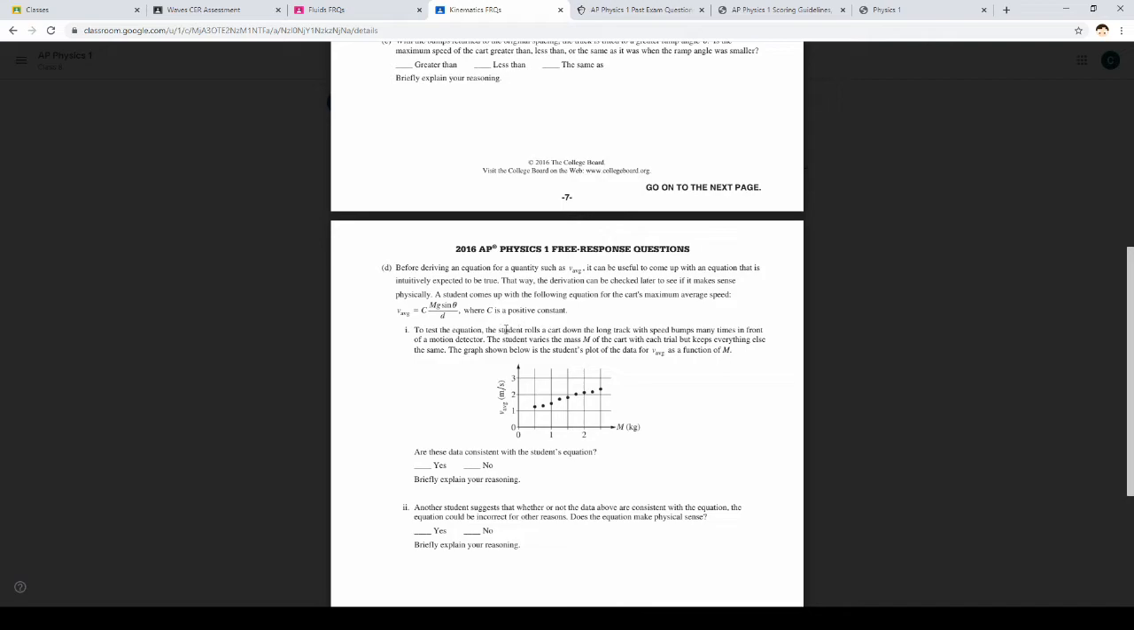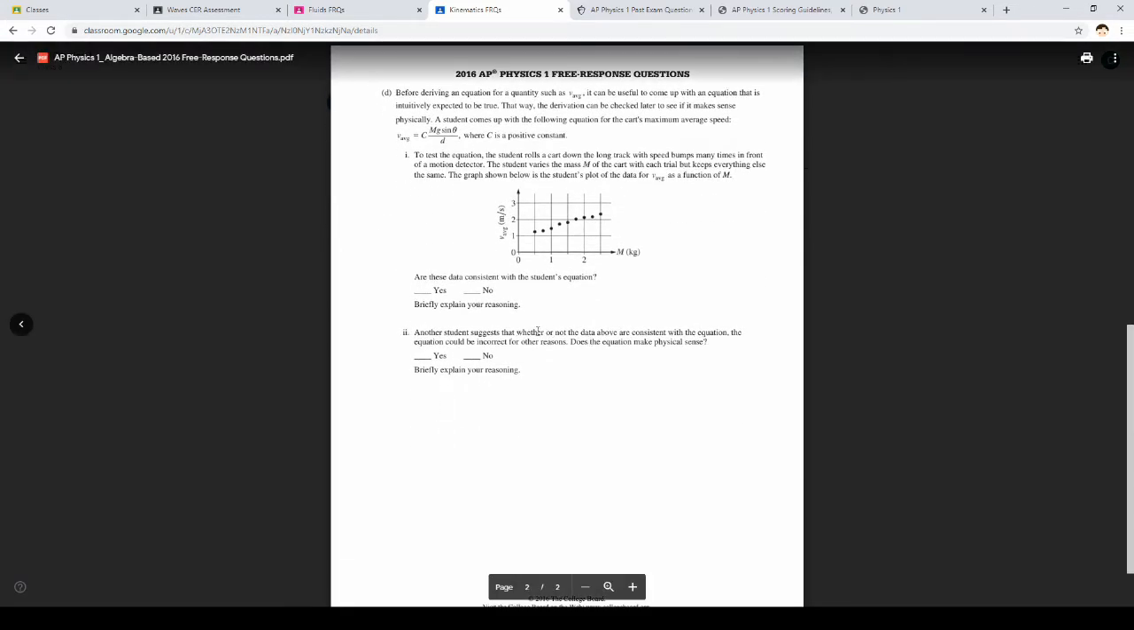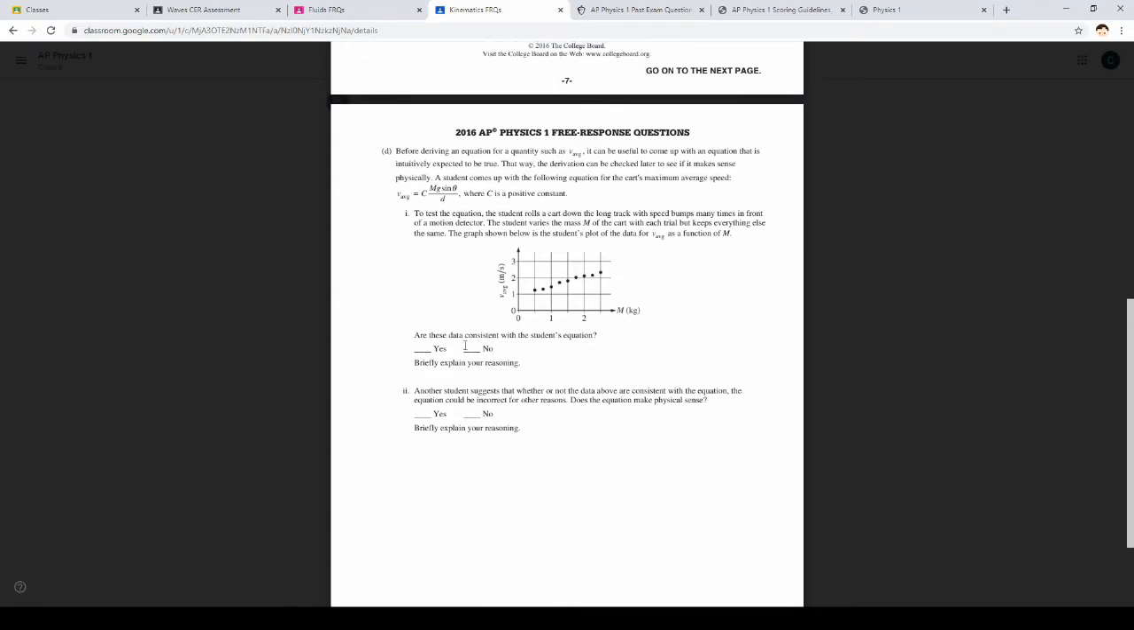To test the equation, the student rolls a cart down the long track with speed bumps many times in front of a motion detector. The student varies the mass m of the cart with each trial, but keeps everything else the same. The graph shown below is the student's plot of the data, v average as a function of m. Are these data consistent with the student's equation? Yes or no? Briefly explain. Another student suggests that whether or not the data above are consistent with the equation could be incorrect for other reasons. Does the equation make physical sense?